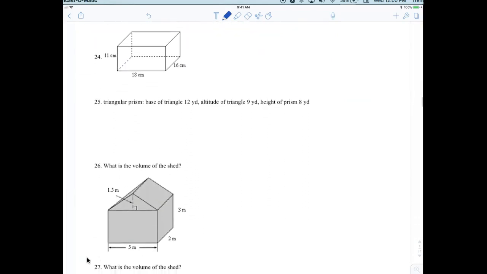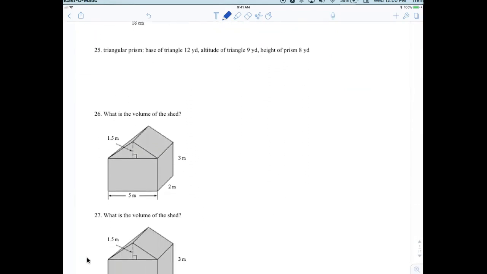So let's do 25. Again, the triangular prism. The altitude is the height. I'm trying, right? Try to explain it to you. All right, so listen. The altitude is another word for height. And the altitude is the distance between the two bases. That's what they're saying. All right?